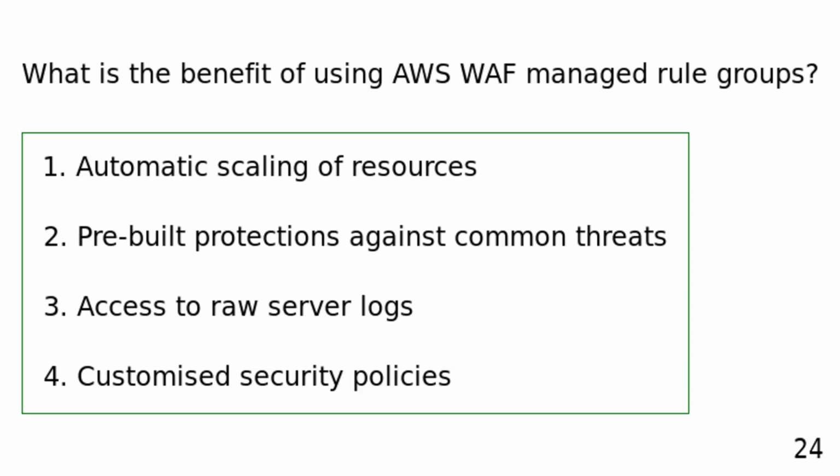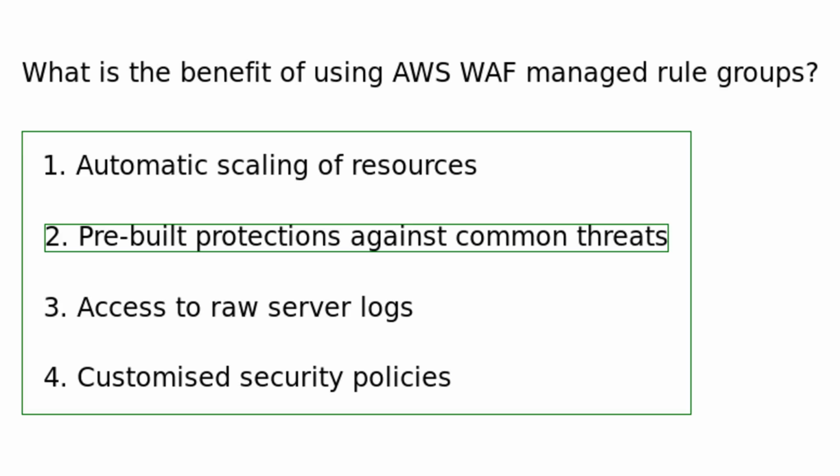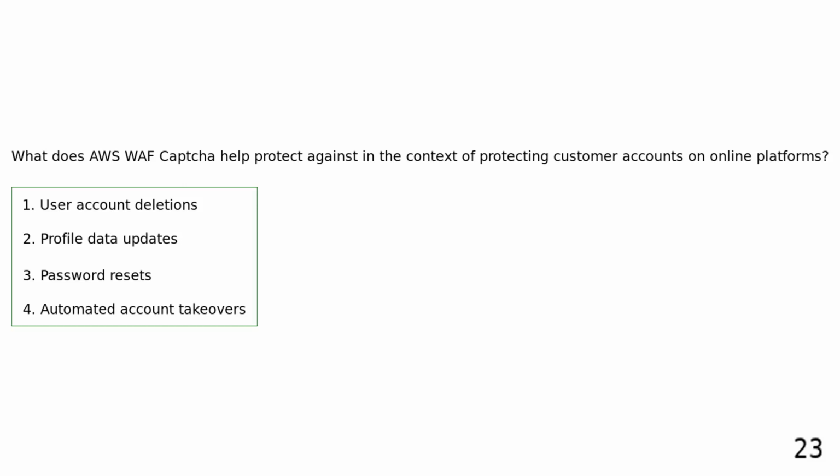What is the benefit of using AWS WAF managed rule groups? Automatic scaling of resources. Pre-built protections against common threats. Access to raw server logs. Customized security policies. AWS WAF managed rule groups provide pre-built protections against common threats, allowing users to quickly implement security measures without the need for manual configuration.